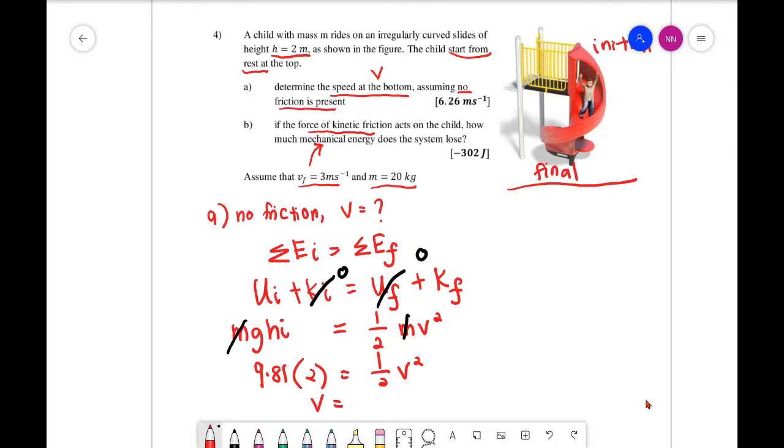So V equals the square root of 2 times 9.81 times 2. The value is 6.26 meter per second.